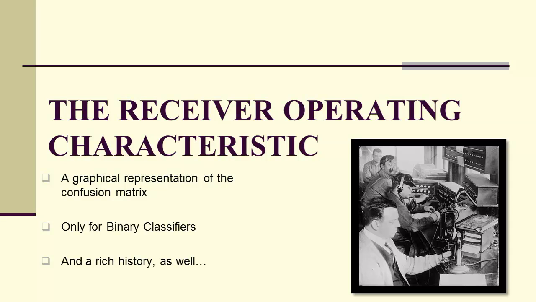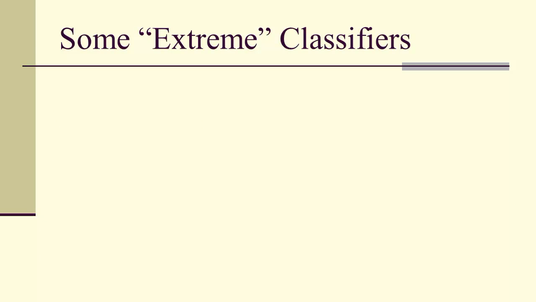The receiver operating characteristic. This is a graphical representation of the confusion matrix. It only works for binary classifiers, but it has a very rich history. Let's look at some extreme examples of classifiers.